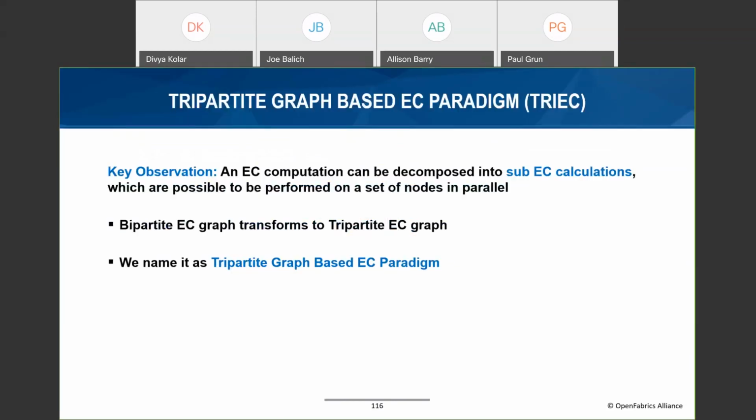Now let me briefly introduce what kind of ideas we have. The key observation is that instead of offloading the EC operations to a NIC and using the NIC as another kind of processor, we should decompose the EC computation into multiple sub-EC calculations, which can then be performed on a set of nodes in parallel rather than on one NIC. So the bipartite EC graph can be transformed: if we add another layer of nodes, the data can be transformed into a tripartite EC graph. We name it the tripartite graph-based EC paradigm.